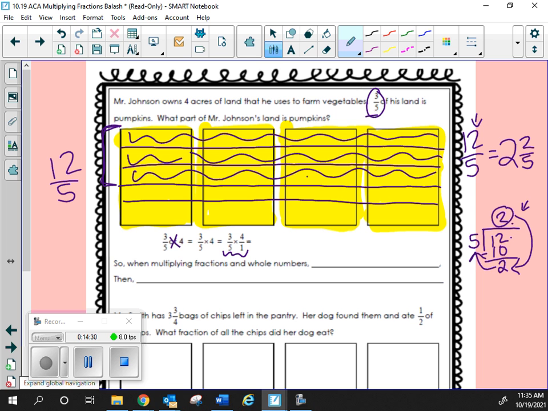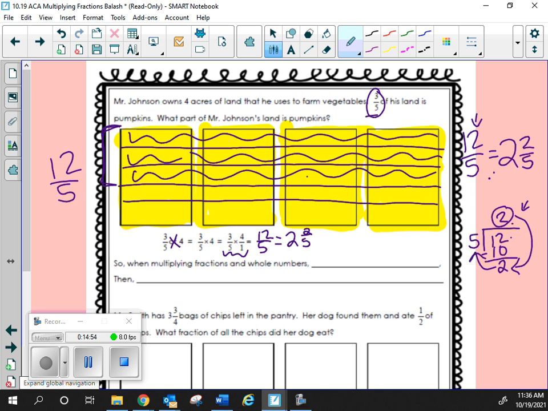Okay? So 3 times 4 is, class, 3 times 4 is 12. And then I'm going to multiply the denominator. 5 times 1 is, isn't that what I got over here? 12 over 5. Of course, I can simplify. I can take 5 out of 12 2 times, and I have 2 5ths left over. Okay, making that mixed number.